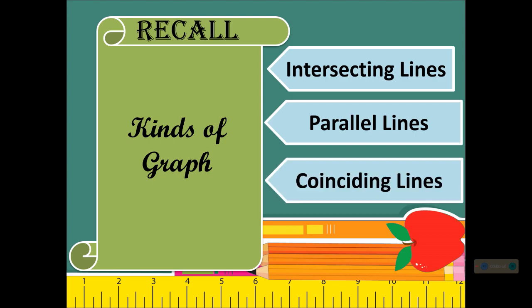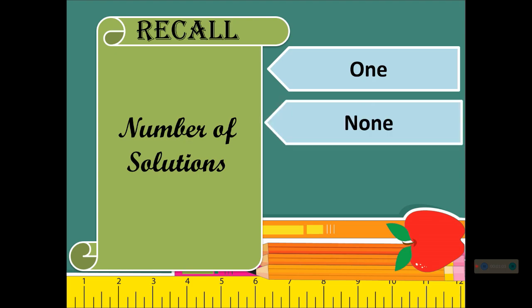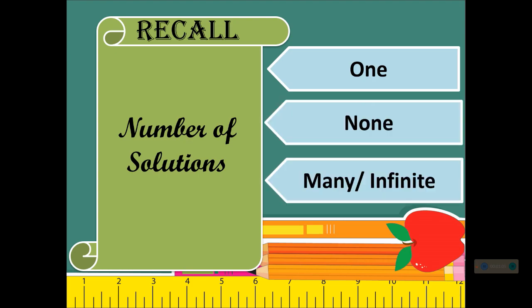And then, as we graphed the given system, we also discussed how many solutions we can obtain through graphing. Okay, so the numbers of solutions that we discussed yesterday are one, none, and many or infinite. I hope you can still remember those important terms that we discussed yesterday.